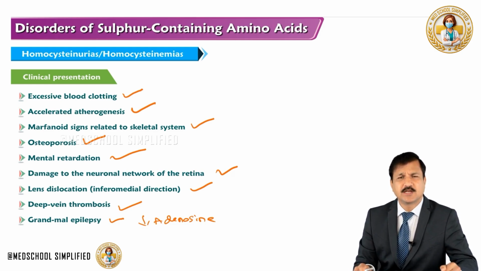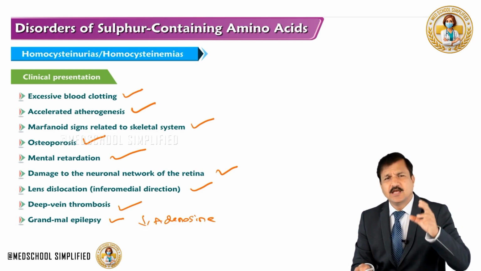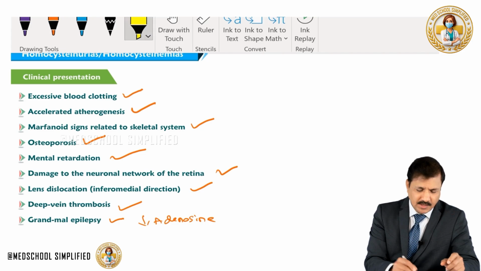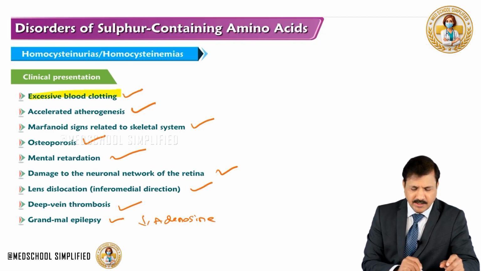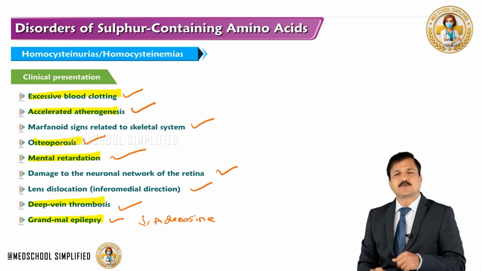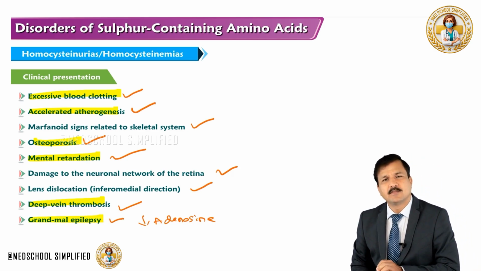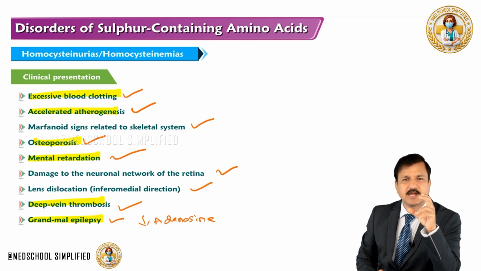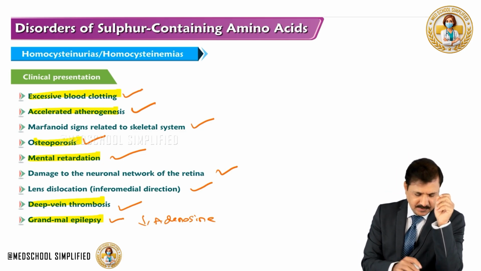Homocystinemia has additional signs that you don't see in Marfan syndrome: blood clotting, which you don't generally see in Marfan syndrome, accelerated atherogenesis, osteoporosis, mental retardation, deep vein thrombosis, grand mal epilepsy. Generally you don't see them in Marfan syndrome, but they are seen in homocystinemia along with lens dislocation and Marfanoid signs.